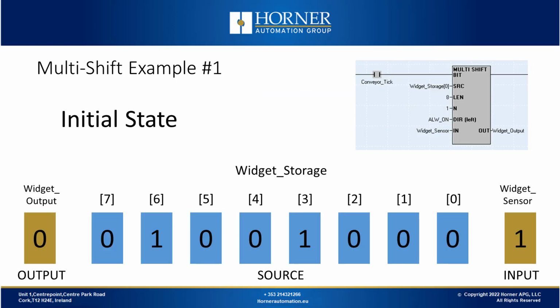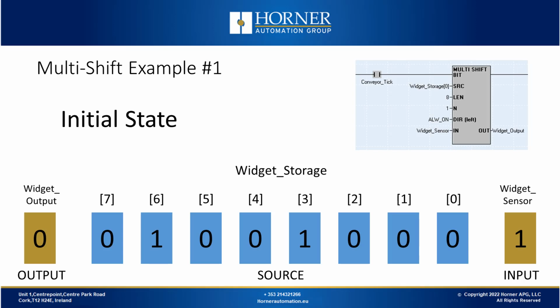Let's take a look at our first example of a multi-shift instruction. We've assigned a source to a variable array called widget storage. It's a variable array with a dimension of 8. There are 8 bits because we've assigned a bit type to this instruction. We're going to shift by one position when we execute the instruction. The direction has an always on contact assigned, which means we're shifting to the left. The input that we're shifting in from a widget sensor could be a photo sensor that's detecting whether there's a widget present or not. What we shift out from our shift register position is a variable called widget output.